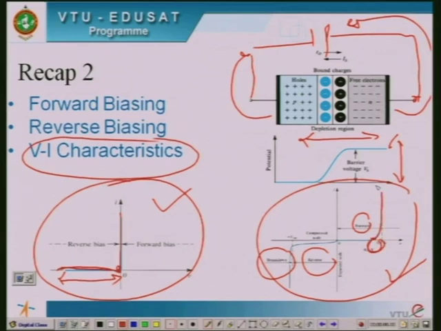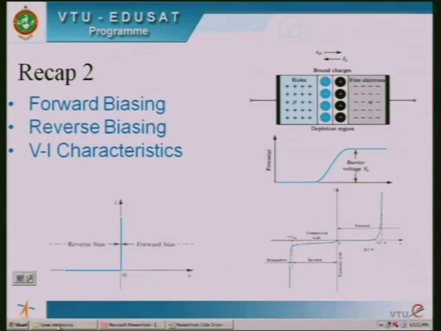Similarly, in the reverse region, a very small current will be flowing, that is between 0 to minus VZK, and it is in the range of microamperes, whereas in the breakdown region, that is for voltage greater than minus VZK, a large current will be flowing through the diode, which may damage the diode here. So these are the few points we discussed.